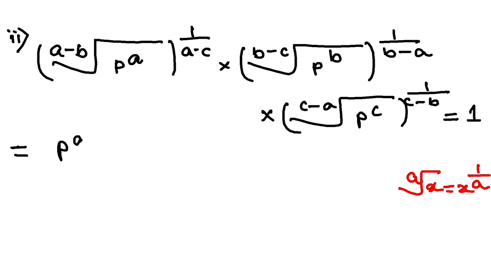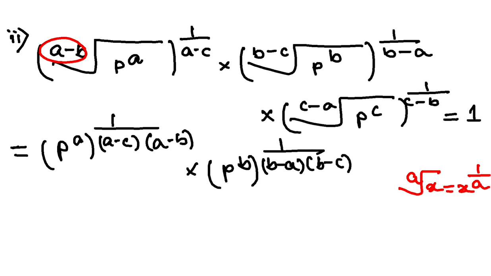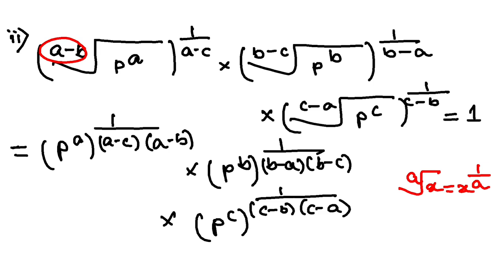Please observe, this is p to the power a, whole to the power 1 by a minus c, which is already there, and now this a minus b will go here and become a minus b in exponential form. Similarly the second one also, p to the power b whole to the power 1 by b minus a into b minus c, into p to the power c whole to the power 1 by c minus b into c minus a. Done? I hope you have understood.